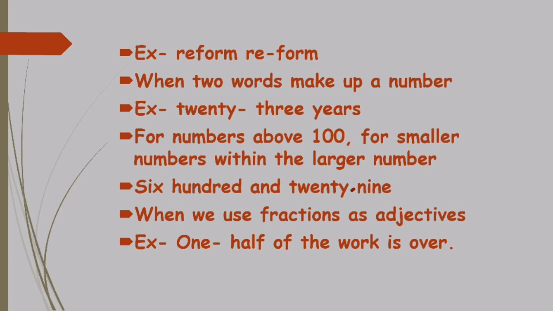And when two words make up a number, this is a common use, like 23 years. So 23 is generally written as twenty-three years. For numbers above 100, for smaller numbers within the larger numbers, like 629, whenever you have to write a number above 100, for the smaller number you will use a hyphen in between, like six hundred and twenty-nine. For 29 you will use a hyphen in between. Like 1246, between forty and six you will use a hyphen.